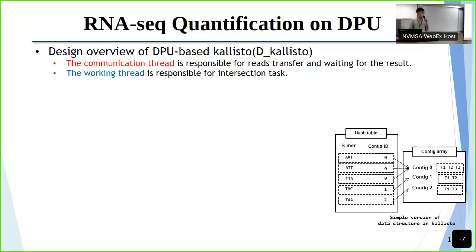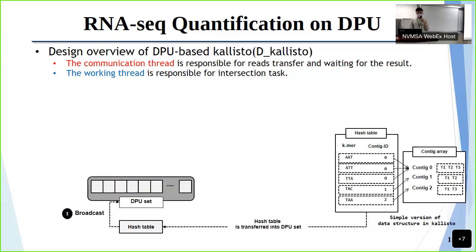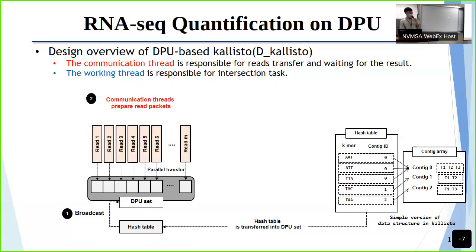And this is the data structure in Kallisto. That is a hash table and a contig array. The first step is we broadcast the hash table into the DPU set. All DPUs in the DPU set will get the same hash table. The reason we only transfer the hash table instead of the whole data structure, including the hash table and contig array, is because of the limited size of the DPU NVRAM. The second step is the communication thread sends the read packet to the DPUs. Each DPU will get different reads. This means we can process a lot of reads at the same time.